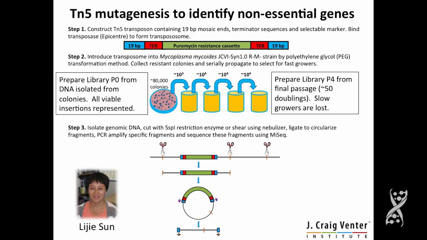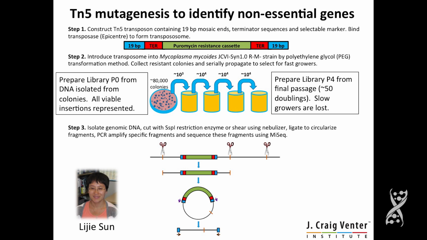We also, it focused us on the problem that we had to be able to identify the non-essential genes and the essential genes if we're going to make a proper design. So we decided to go with TN5 mutagenesis.